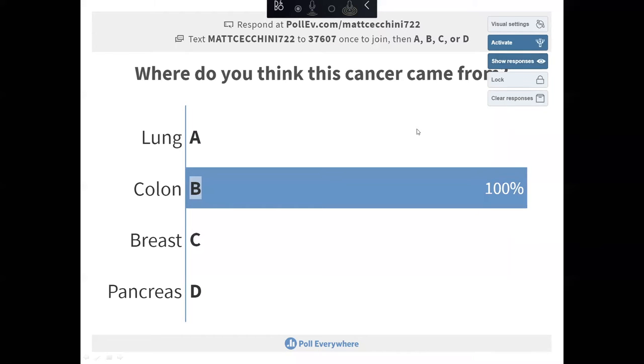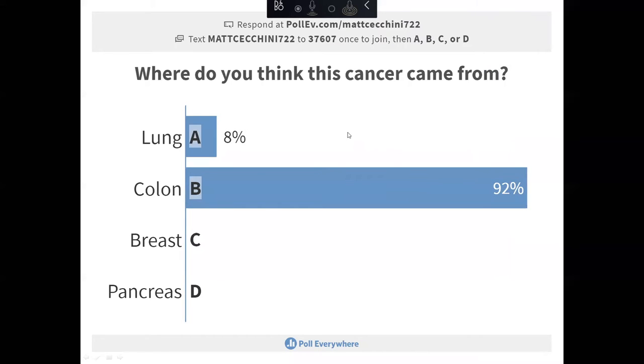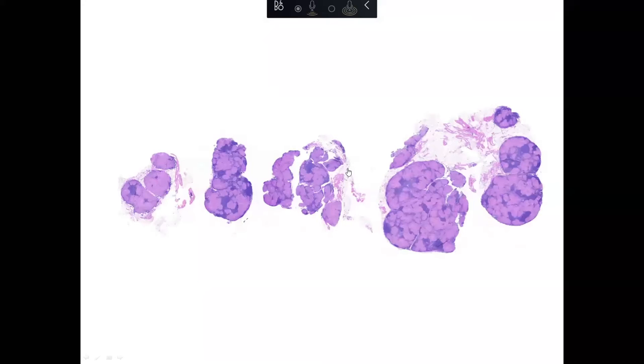Perfect. Good job, 100%. So it came from the colon. The features are these columnar cells with this dirty necrosis. So that should really get your eye out that this probably came from a colon cancer. Of course, you look at the history and the stains, but your suspicion should be high.